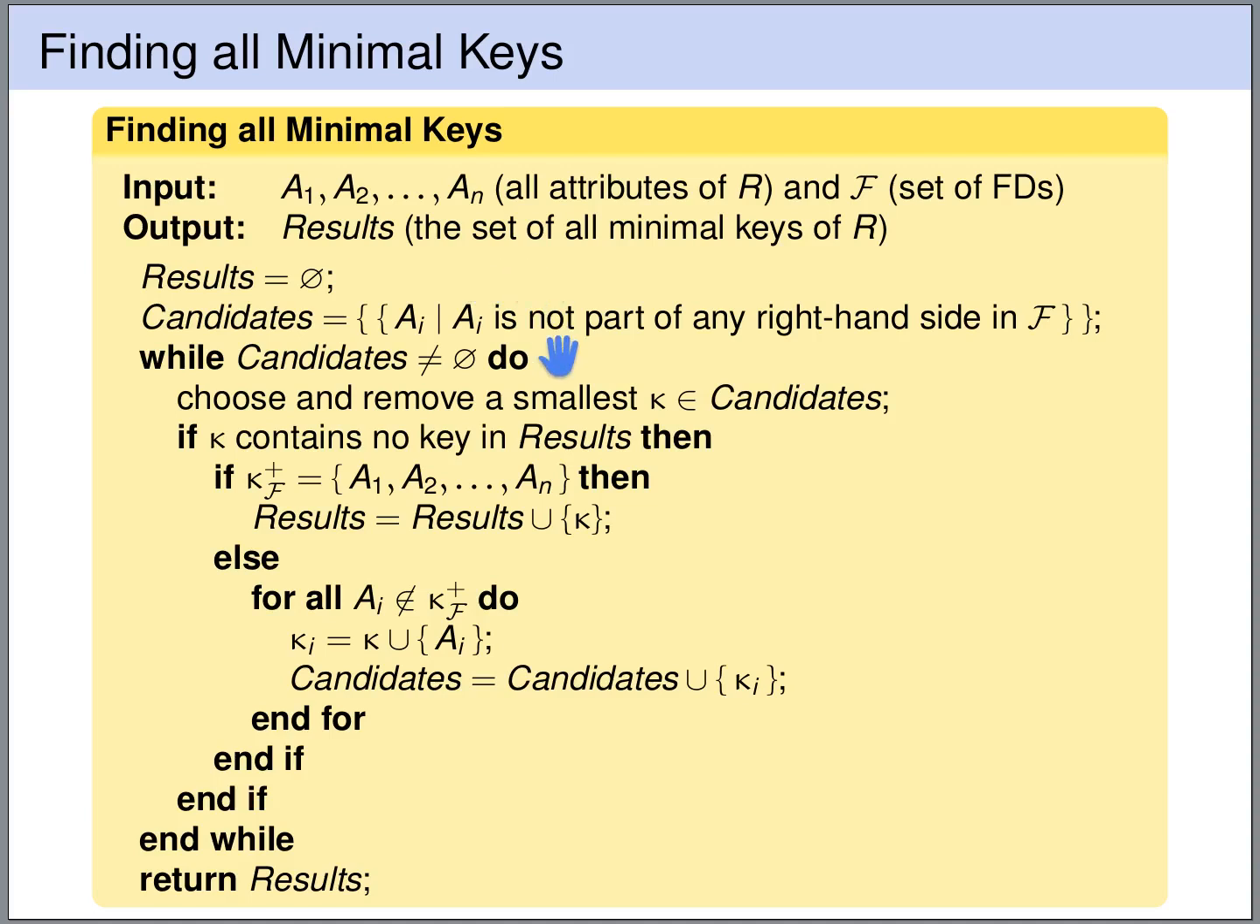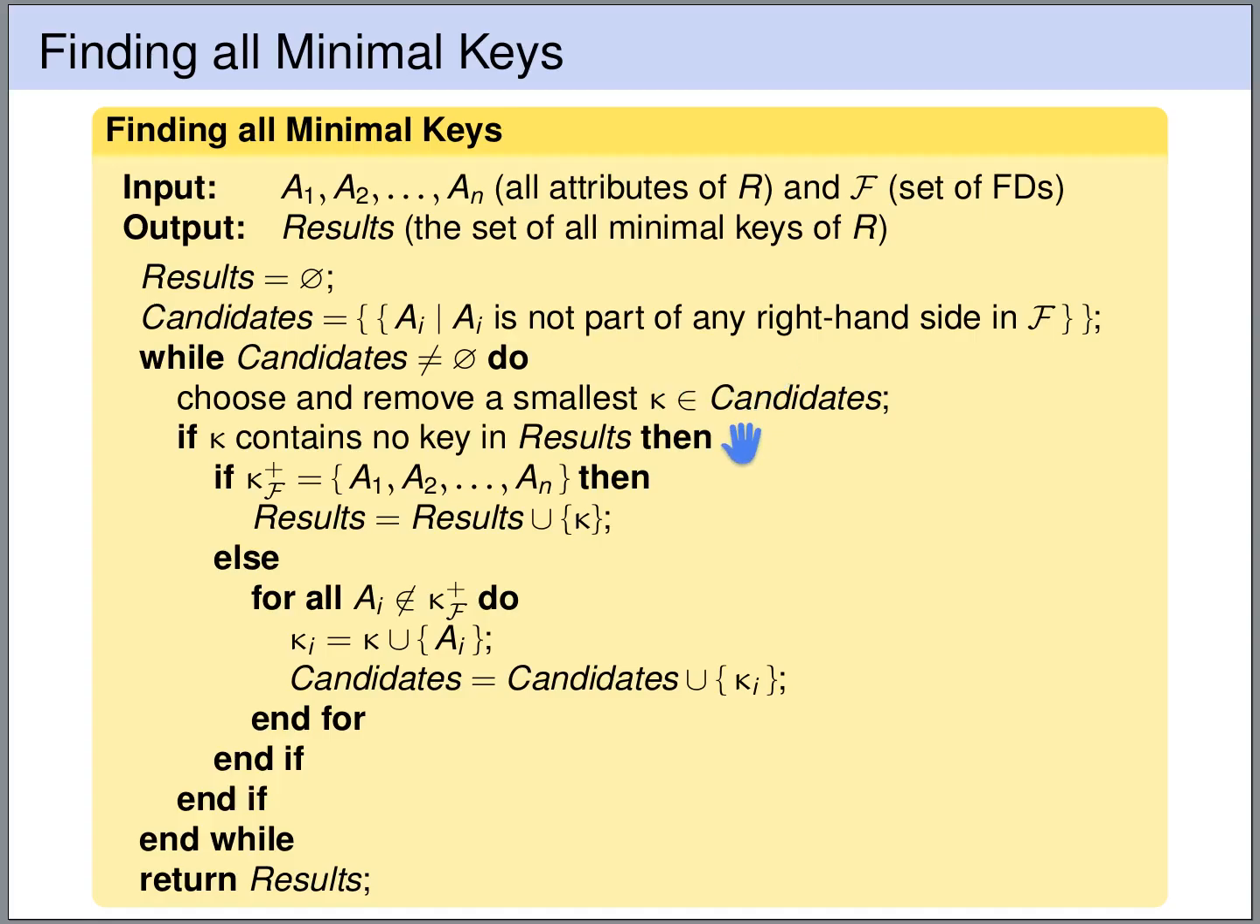Next, we are executing this while loop as long as we have a non-empty set of candidates. In each step, we pick a smallest candidate kappa from the set of candidates, and we remove it from the set of candidates.